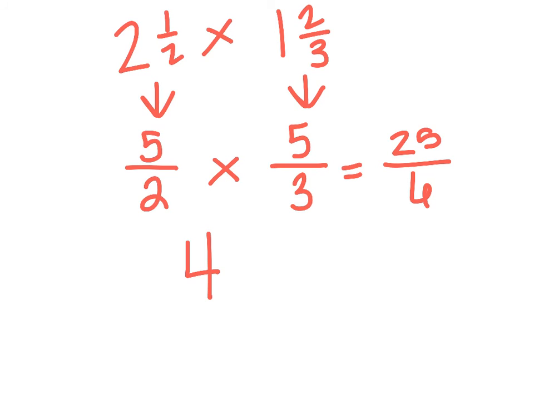So in taking out my 4 wholes, it is the same as taking out 24/6. So I'm going to subtract that 24 from my 25/6 and find that I have 1/6 left over. So the product of 2 1/2 and 1 2/3 is 4 1/6.